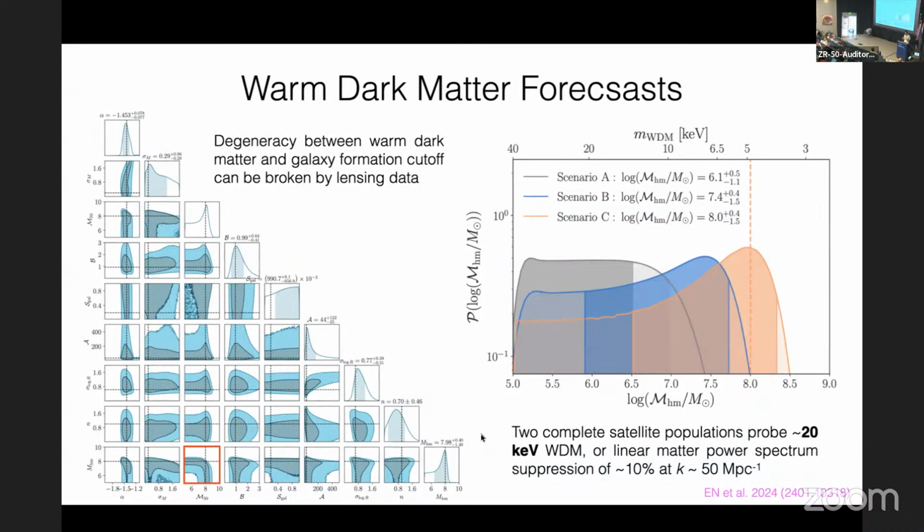We found that, for example, using two complete satellite galaxy populations, you could imagine all of the satellites of the Milky Way and M31, you can place a bound on warm dark matter at the level of 20 keV, which is really quite stringent and corresponds to a linear matter power spectrum suppression of about 10% at a wave number of 50 inverse megaparsecs. There are degeneracies, of course, with the galaxy halo connection physics, but we are marginalizing over these, and we can characterize what additional data can help break those degeneracies.